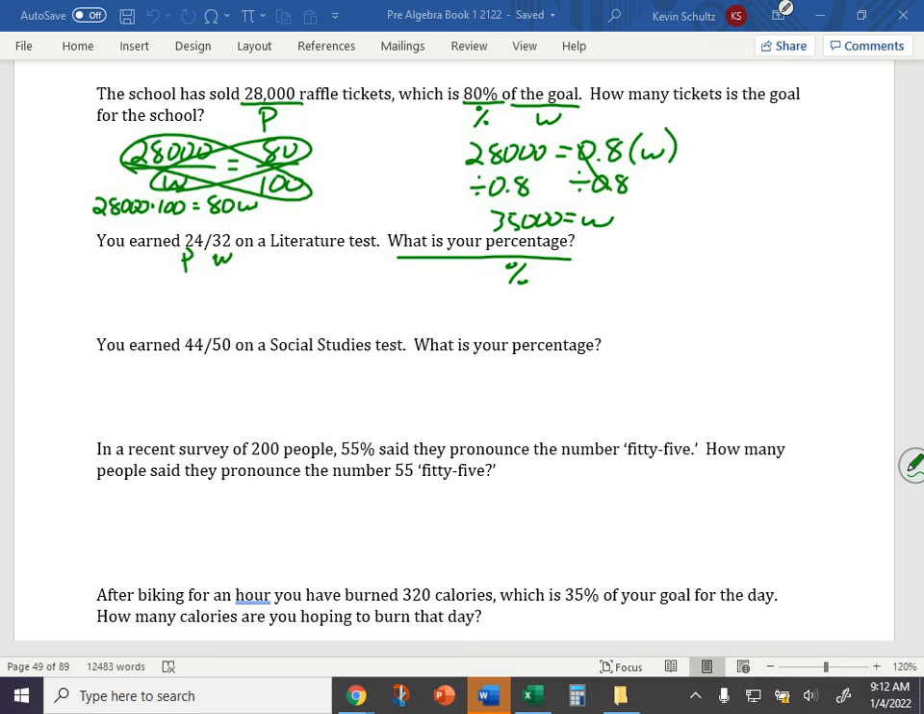Okay? And so you can set it up. Lexi said just 24 divided by 32 is going to give you the percentage as a decimal, which you then convert to a percentage, right? Yeah. And that equals 0.75, which you would convert to 75%. And that would be your score.